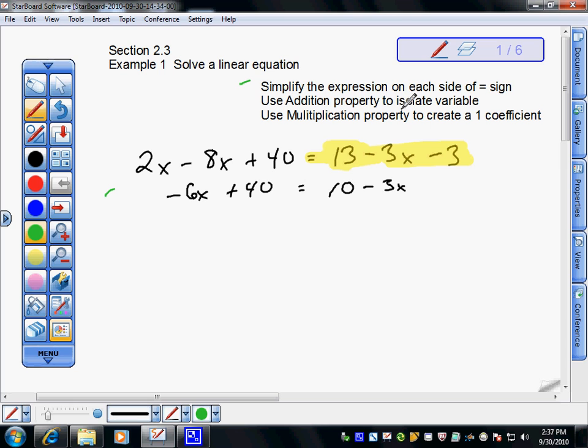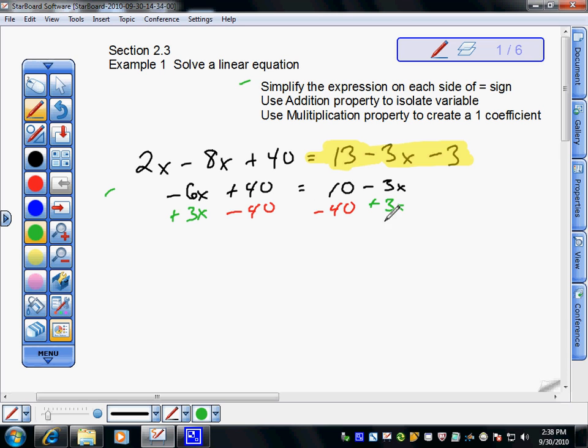We're now going to use the addition property to isolate the variable. What we're going to do is say I want the x to land on the left, so I need to subtract 40. In essence, you could say I'm moving the 40 to the other side of the equal sign, so I'm going to subtract the constant portion from this side of the equal sign, and then I'm going to add 3x to this side of the equal sign.